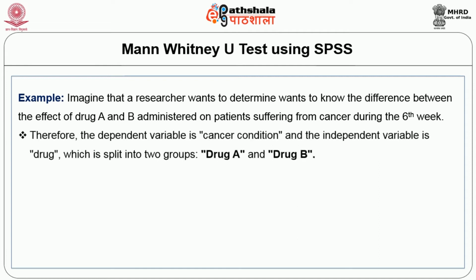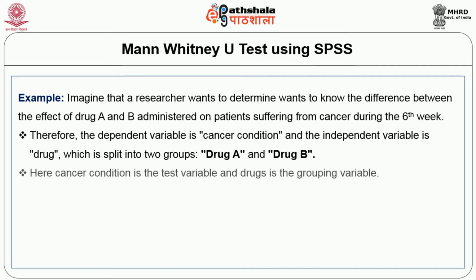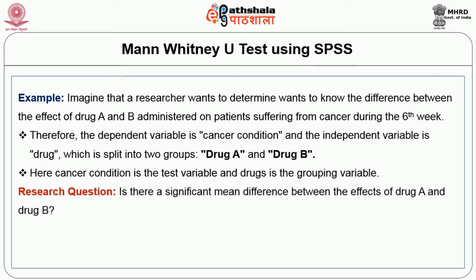Therefore, the dependent variable is cancer condition and the independent variable is drug, which is split into two groups, drug A and drug B. Here, cancer condition is the test variable and the drugs is the grouping variable.